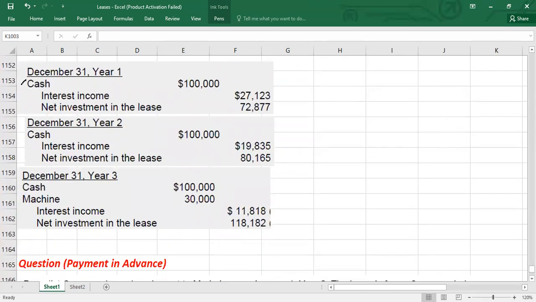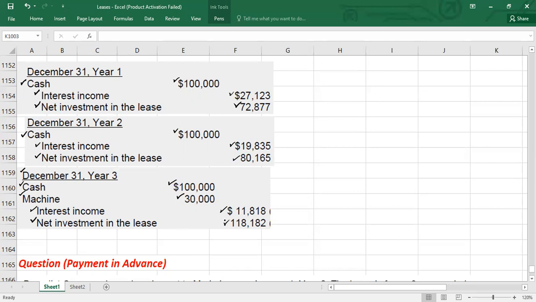So here we go, guys, with the entries. In year 1, you will debit the cash with 100,000. You will credit the interest income with 27,123. You will credit the net investment, this is with the principal amount. In year 2, you will again debit the cash of 100,000. You will credit the interest income with the interest income value, and you will take this data from the above table. And the third is the net investment in the lease with the reduction value. Okay. In year 3, you got cash of 100,000, plus you are going to get back the machine of 30,000. You will debit the machine. You will credit the interest income, taking it from year 3 data, and you will credit the net investment in lease with this data. So these are the entries, guys.